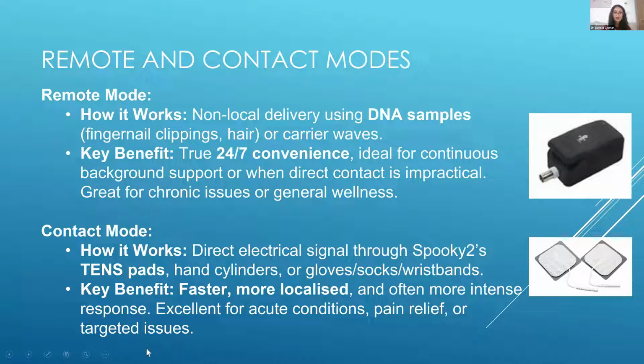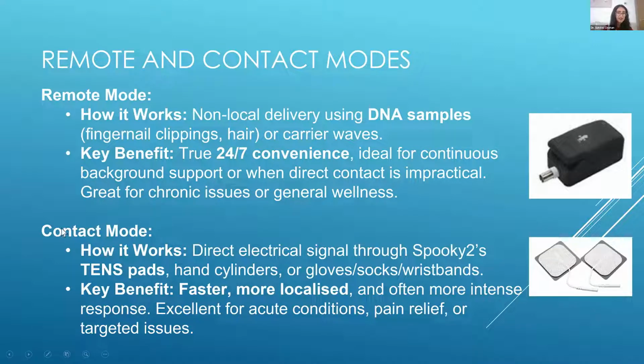Okay, so here's just a quick summary of what the remote and contact modes are. So we're going to go through all of the different kinds of delivery modes and just do a quick summary of what they are. So a remote mode is non-local delivery using DNA samples. Okay, so you can use hair, fingernail clippings, for example. And then a key benefit is that you have true 24/7 convenience. As we mentioned before, there are some things I'm going to be repeating just because I learn best when things are repeated. So I'm going to be repeating a few things just to help you to learn a little better.